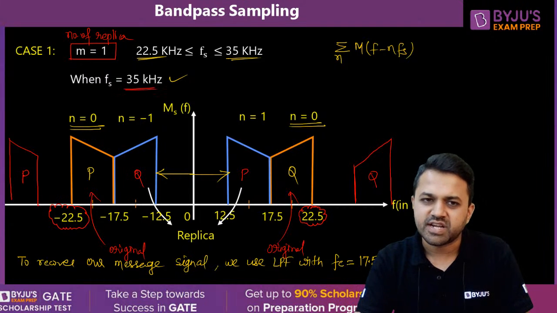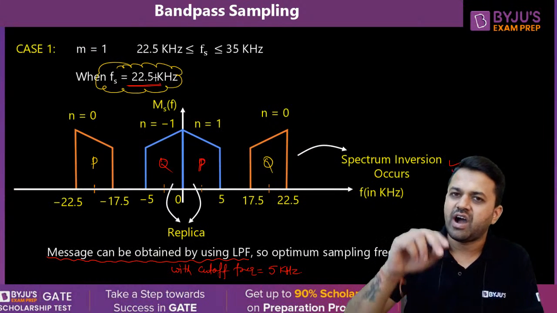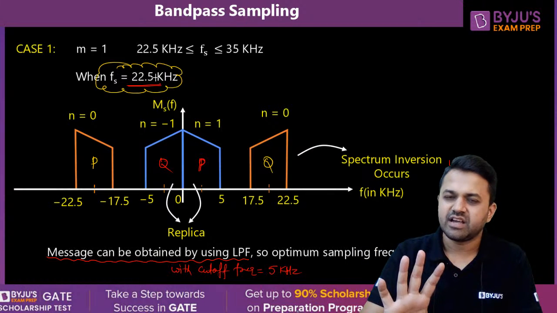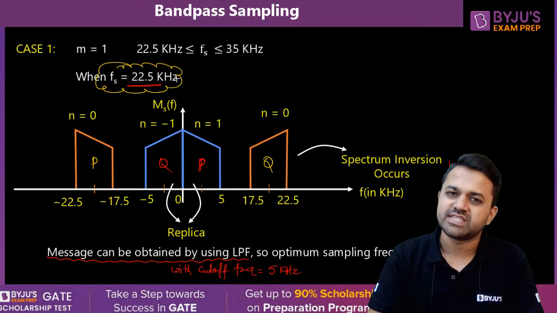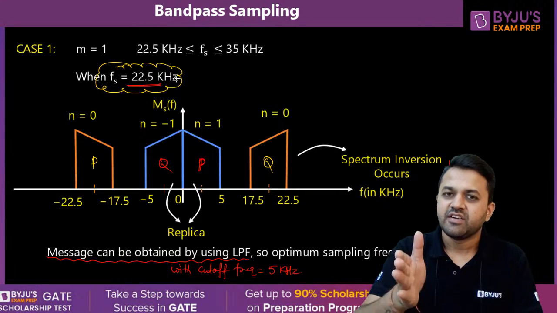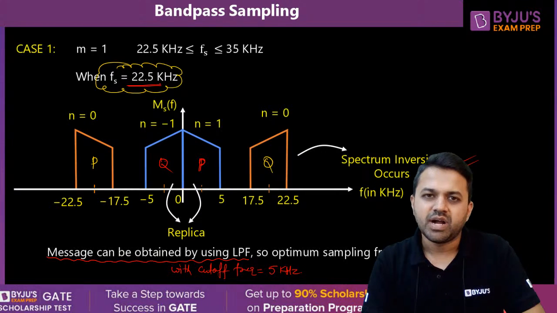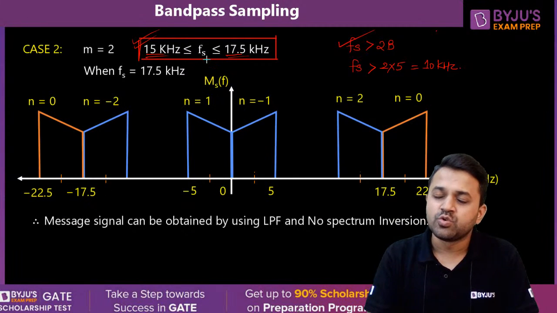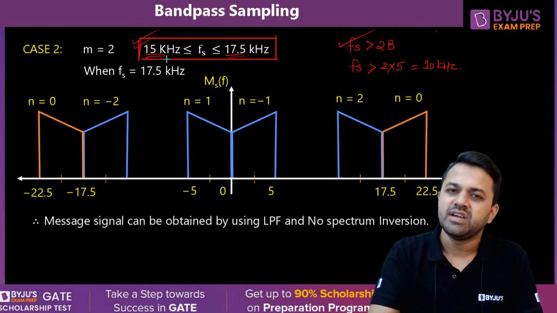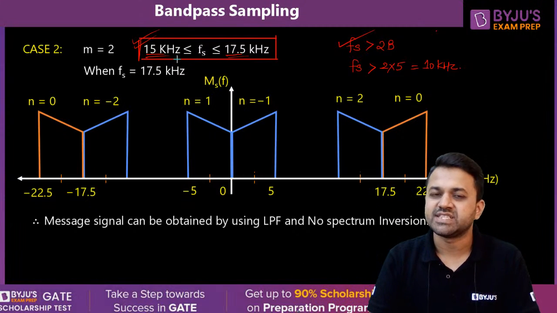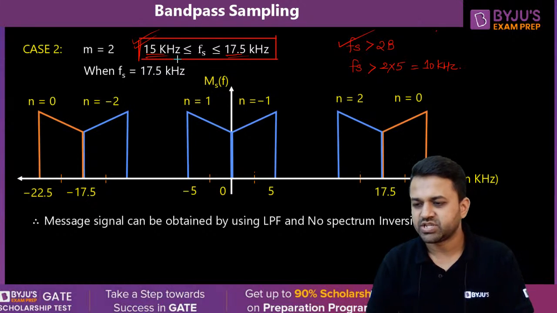So here we chose 35 and we had chosen 22.5. Both are greater than 10. Hence, both frequencies are valid sampling frequencies which can reconstruct our message signal properly. But if I choose a sampling frequency which is beyond this range but greater than 2B, it is not a valid sampling frequency. It will not give you perfect reconstruction of information.